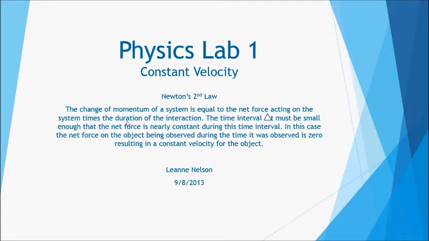Newton's second law: the change of momentum of a system is equal to the net force acting on the system times the duration of the interaction. The time interval delta t must be small enough that the net force is nearly constant during this time interval. In this case, the net force on the object being observed during the time it was observed is zero, resulting in a constant velocity for the object.